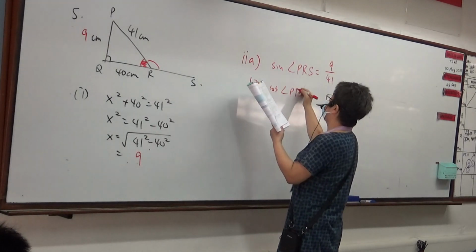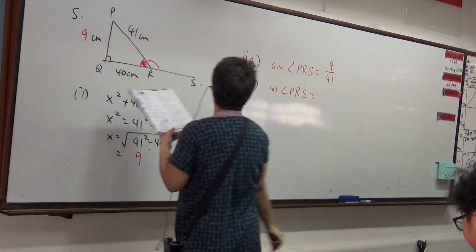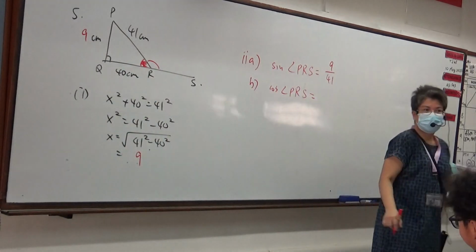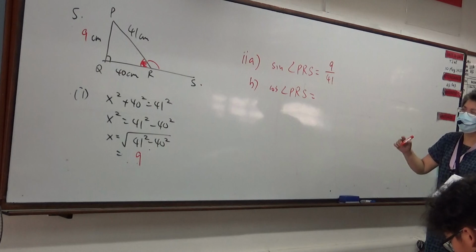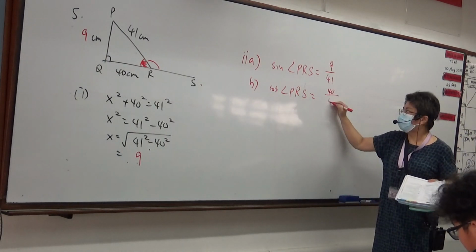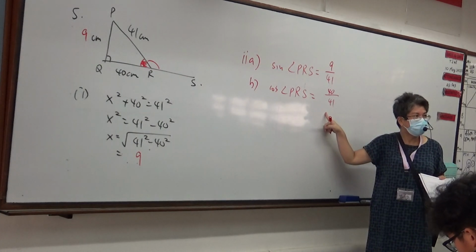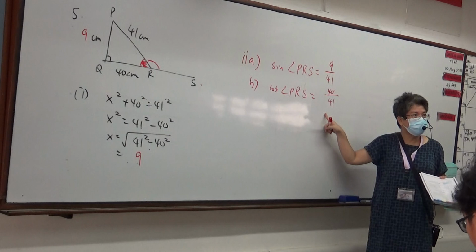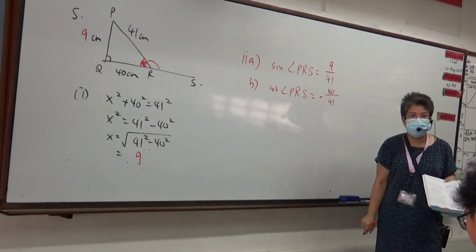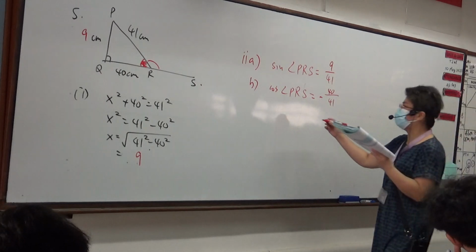Okay, next one. B. Cosine angle PRS. I want to find cosine of this one. So how? What's the ratio first? What's the cosine ratio first? 40 over 41. But is it positive? Is it positive? No, it should be what? Negative. Because it is an obtuse angle, right?